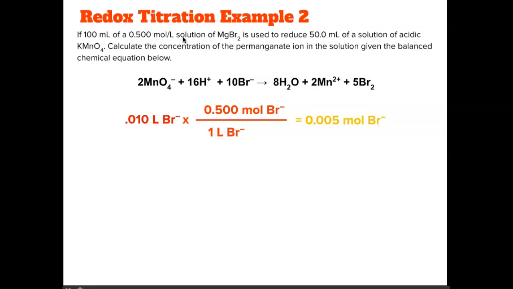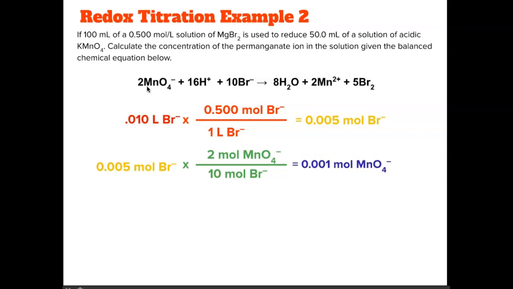So now I need to know how many permanganate ions go with that. So I'm going to set up a mole ratio. I know that for every 10 moles of bromine, I require 2 moles of permanganate to go with that. So 0.005 times 2 divided by 10 is 0.001 moles of permanganate.